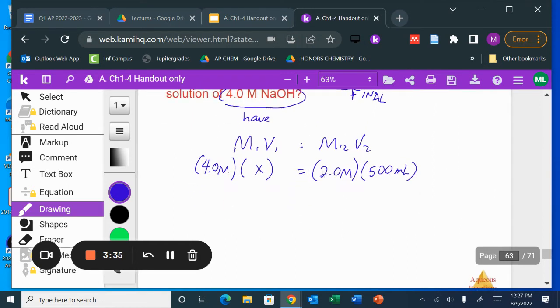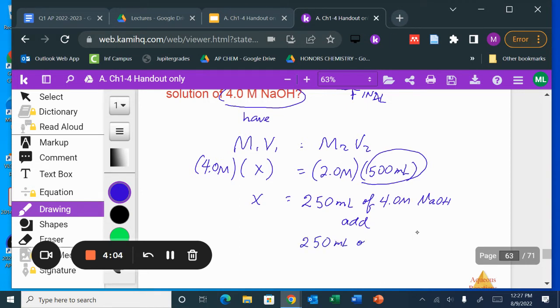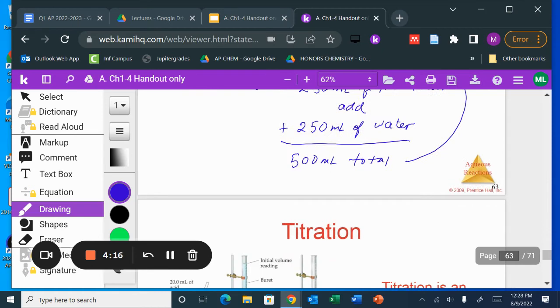You then solve for X. X is equal to, go ahead and pause the video and solve for that, please. Okay, I found 250 milliliters. So to make the solution, you will take 250 milliliters of the original solution, which is the 4.0 molar NaOH, and you will add to it, you want a total of 500 milliliters, right? So you will add 500 minus 250, which is 250 milliliters of water. So in the end, when you add these two numbers, you should have 500 milliliters total, which is what you desire. Okay, and that's how you use that dilution formula.